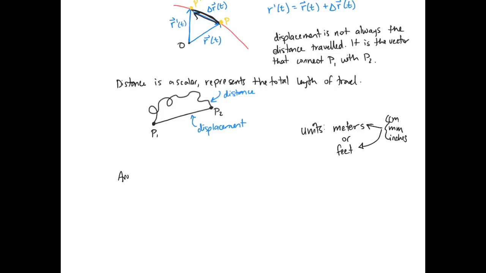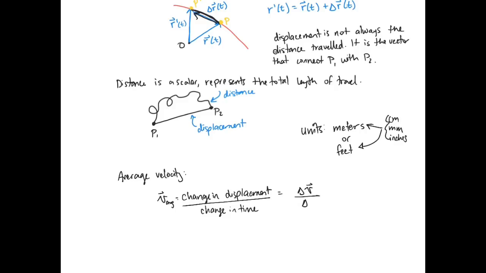So now let's look at average velocity. Average velocity is, so V average is equal to the change in displacement divided by the change in time. So this could be delta r divided by delta t. Now just keep in mind here that we have displacement here, not distance.